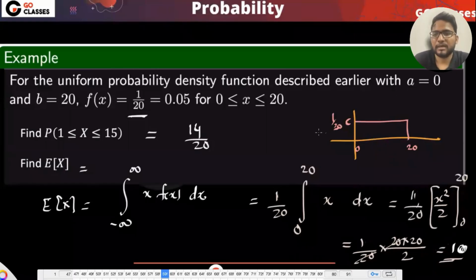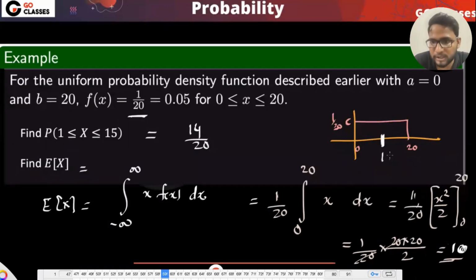So basically, from this also you can figure out the expectation. Expectation is basically sitting in the middle, right? If it is uniform, then it should sit in the middle, which means this is 0, 20, then this should be 10. On average, you can say the expectation is 10. Anyway, we can calculate it mathematically.